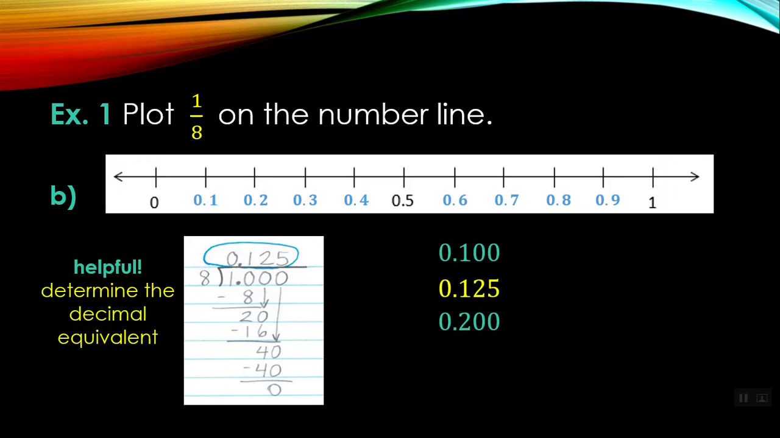So what I do is I look at the values after the decimal, and really we're comparing 100 and 125 and 200. You can see that 125 is closer to 100 than it is to 200. So I know that 0.125 is closer to 0.1 than it is to 0.2. So when I go to plot it, I'm going to plot it closer to 0.1.